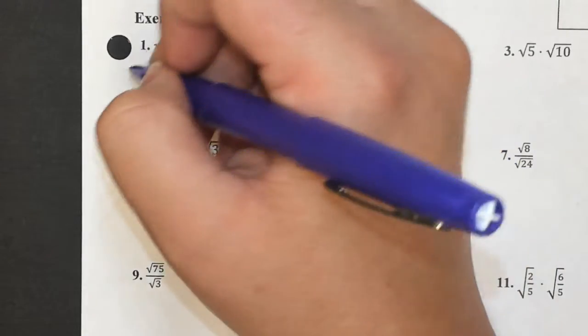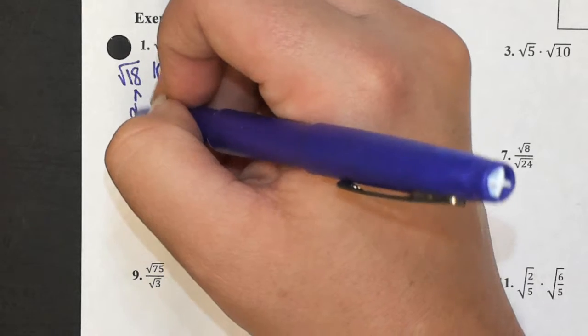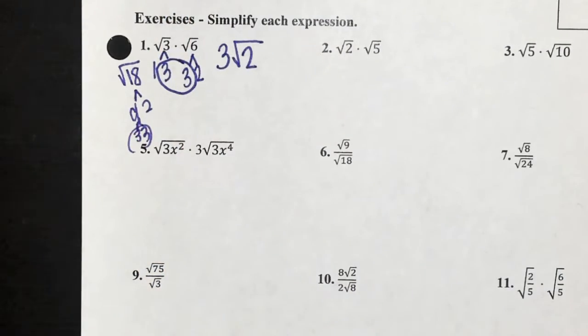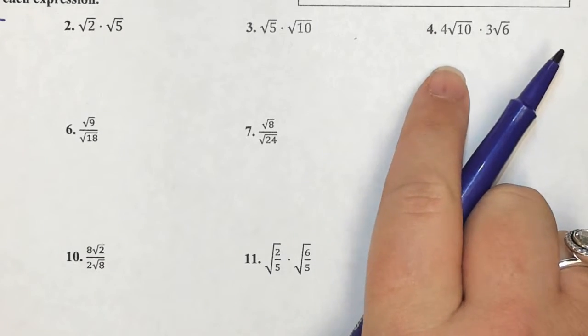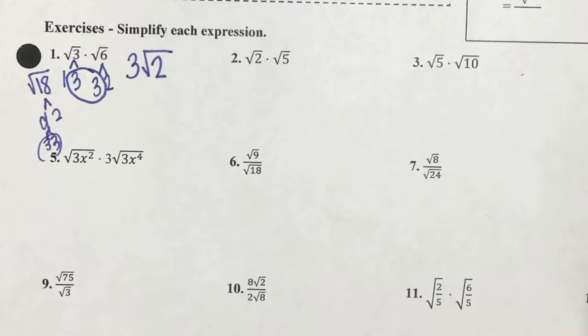3 times 6 is 18. Well, 18 breaks down to be 9 and 2 or 3 and 3, which you can circle and bring out. I think it's easier to break them down in the beginning. But we're going to get to some, like 4, where you can't do that. Yes? Well, 1 times 2 is just 2. Okay? I want you to try 2 and 3. Try 2 and 3 on your own.